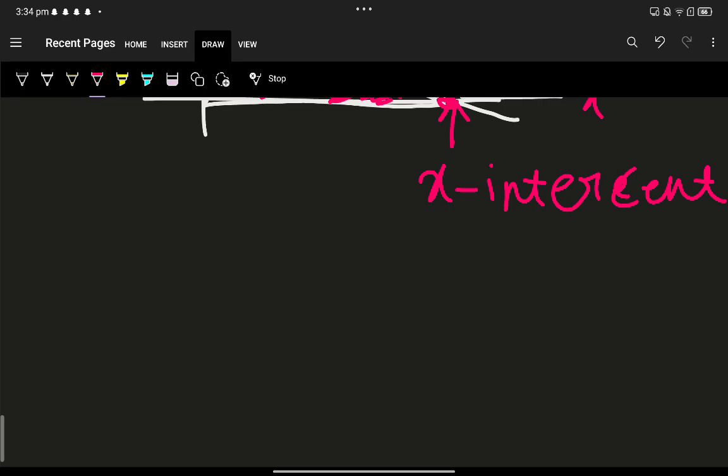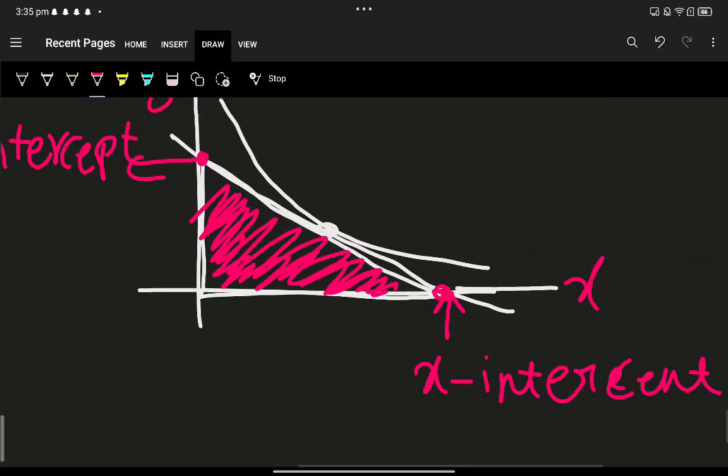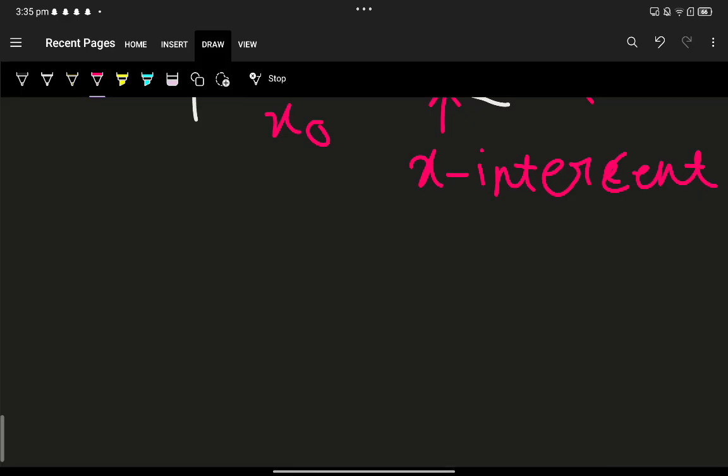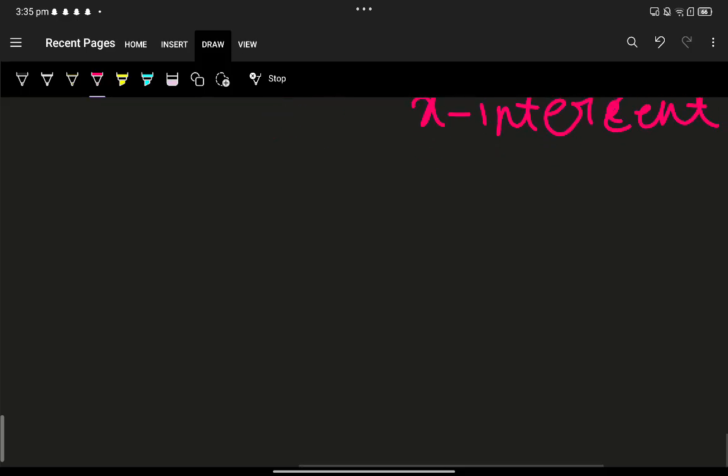So just think about it. How can we find it? When you talk about this point, it's x naught. To do that, we will plug y equals 0 into the equation of this tangent line. So when we do that, we will get 0 minus 1 by x naught.